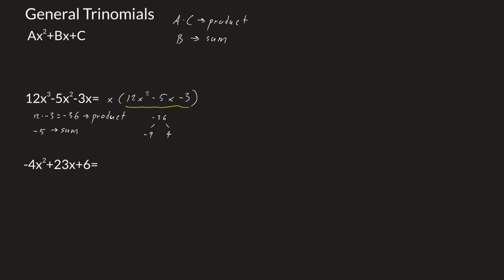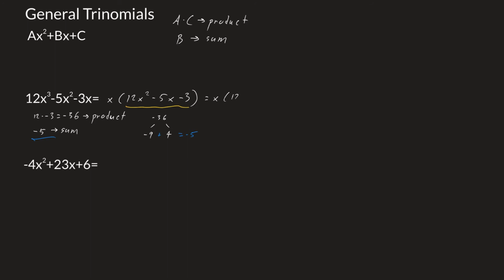Okay, so now we add those things up together. Negative 9 plus 4 gives us what? Negative 5. Is that what we want? That's exactly what we want. So we found two numbers who multiply out to negative 36 and add up to negative 5. So the only difference now is we're going to replace this middle term, the negative 5x, with negative 9x and 4x, and you'll soon see why.